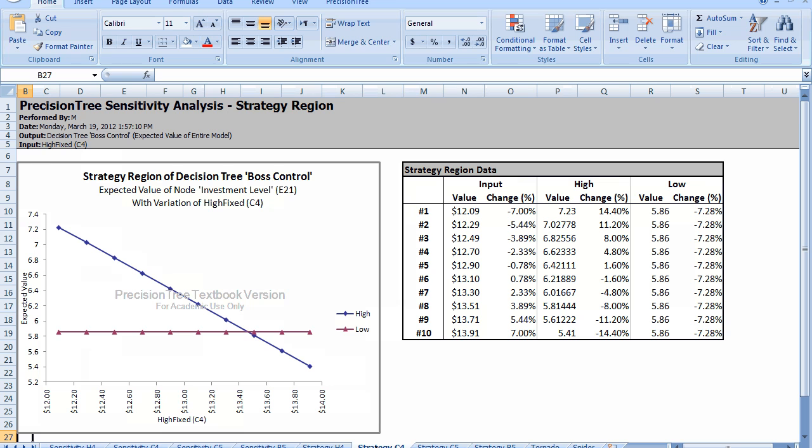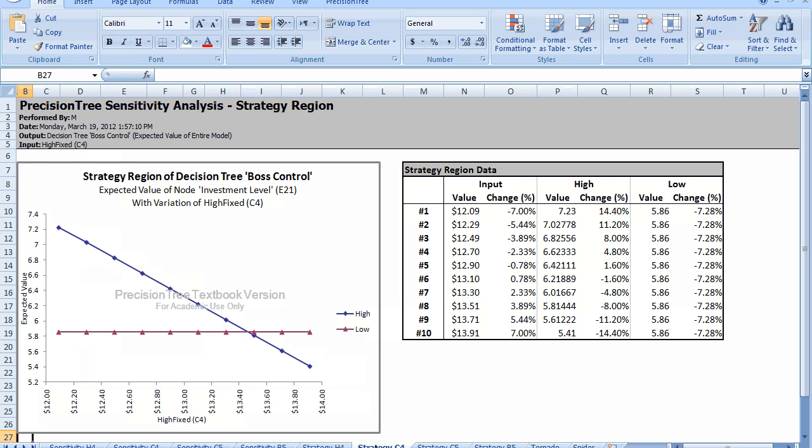Now notice the decision changes between 13.4 and 13.6. So some number between more than $400,000 and less than $600,000 increase in the fixed cost of the investment will cause a change in the solution. This result is actually quite easy to understand. The two decision alternatives have an expected value of $6.32 million and $5.86 million in the original data. That's a difference of $460,000.